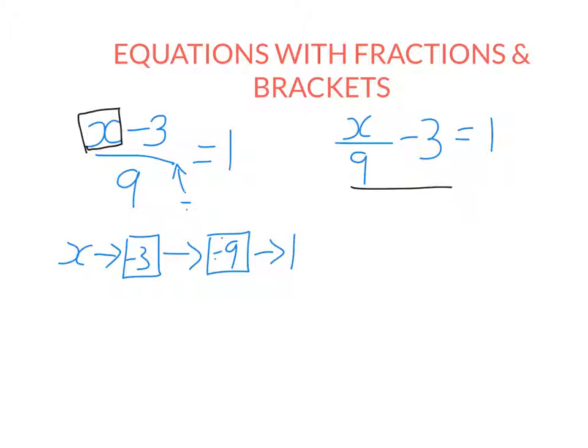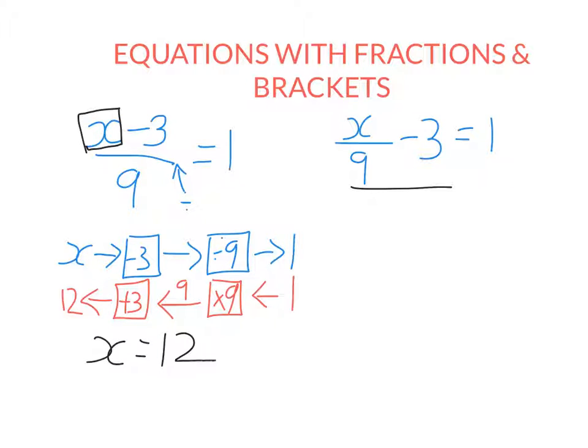So if I want to solve it, I'm going to start at my answer. So instead of dividing by 9, I'm going to times by 9, which obviously 1 times 9 is 9. And then instead of subtracting 3, I'm going to add 3. And 9 plus 3 gives you 12. So the answer to this first equation is x equals 12. So note, this fraction line meaning divide, I divided by 9. To undo that, I just times by 9. So remember, fraction line means divide.